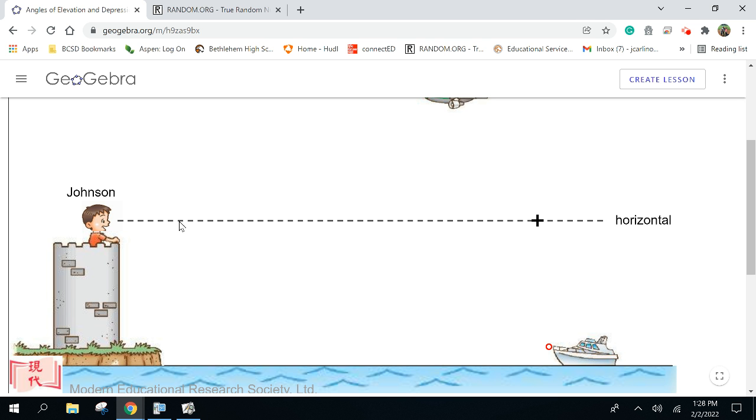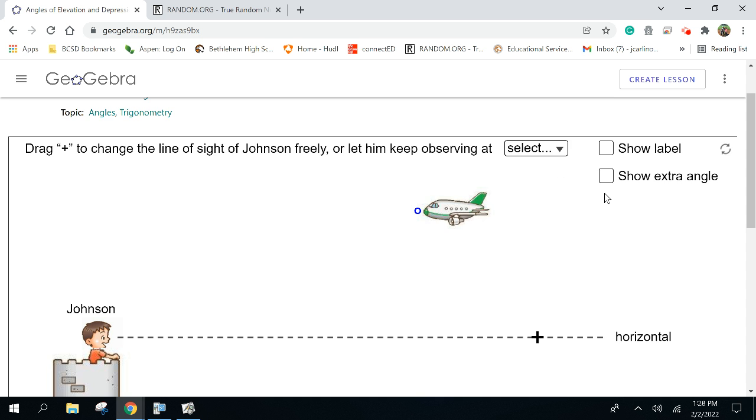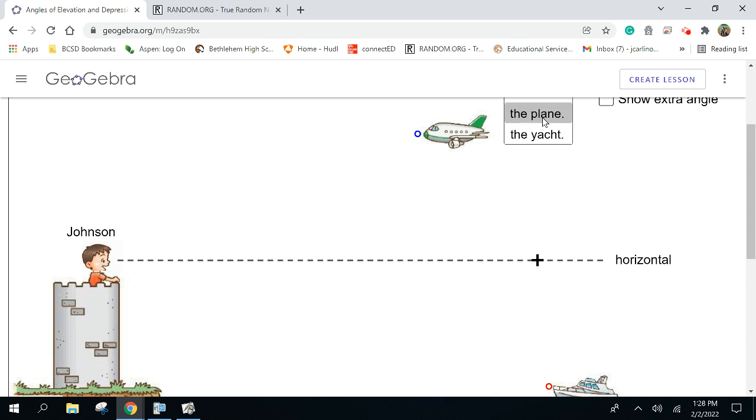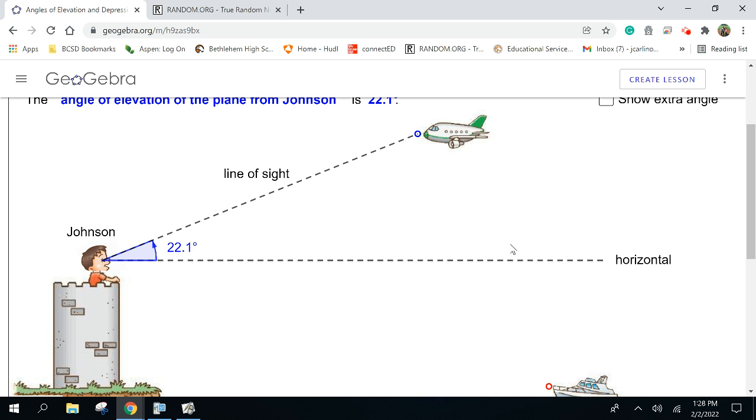So if anybody knows what he's in, great, I'd like to know. But a plane was flying overhead, and once we hear a plane, what do we all do? We look up. So Johnson was staring straight ahead on what we call a horizontal line here, but then he saw the airplane. And look what happened. See how his angle changed from the horizontal straight ahead to up to the airplane?